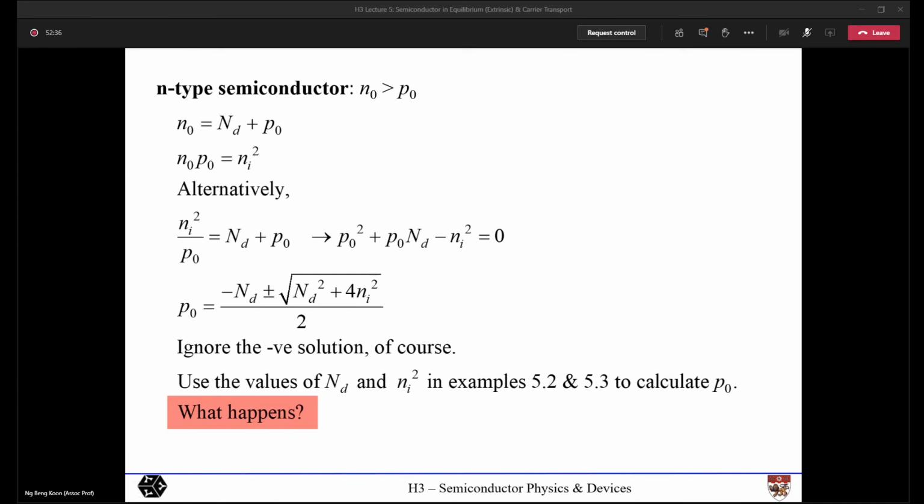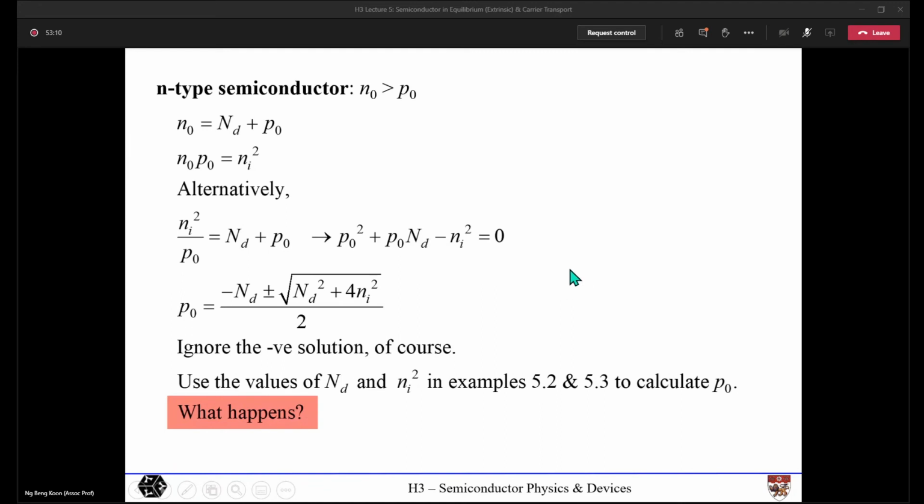Just something for you to think about. If you have this n-type semiconductor where N naught is greater than P naught, in the previous discussion, we said that first we make N naught the subject and replace the P naught with N naught, and then we get a quadratic equation in N naught. However, in this case, if instead of doing that, we replace the N naught with P naught, and we get a quadratic equation in P naught, and you try to apply the formulas and the same approach to solve this, would there be any problem?